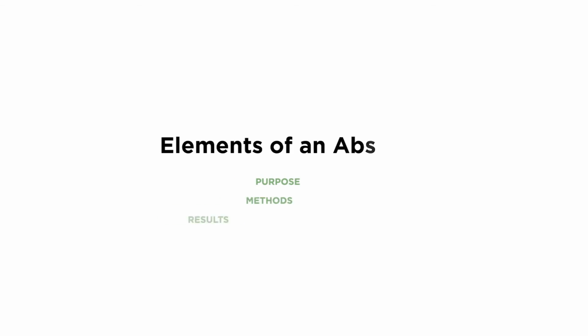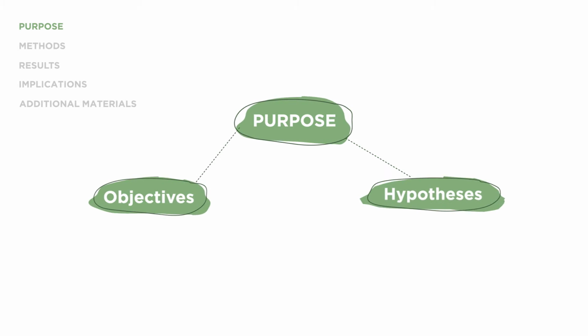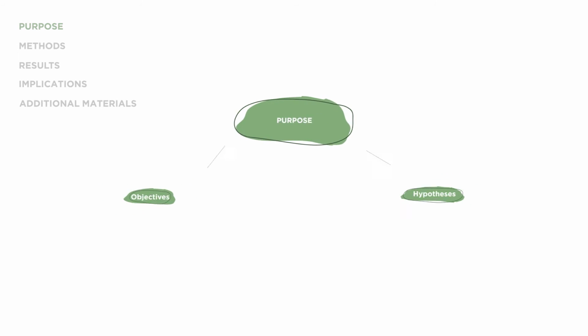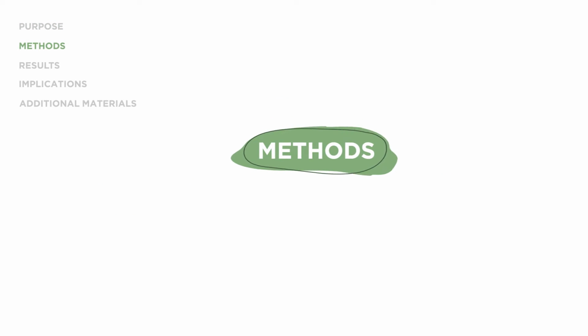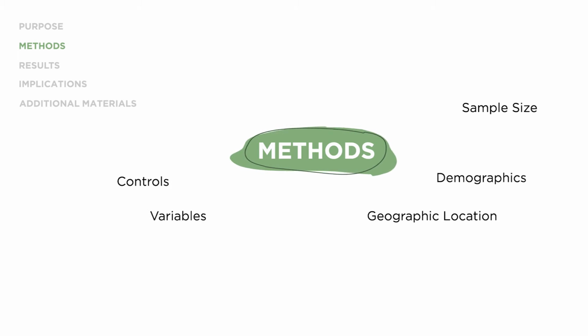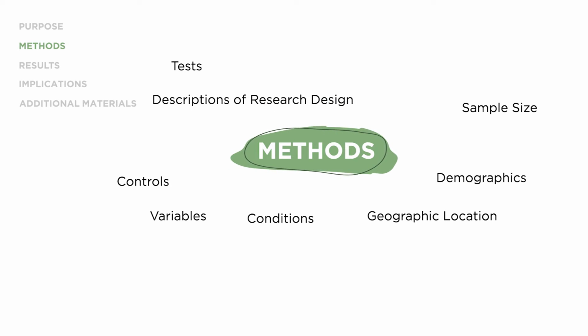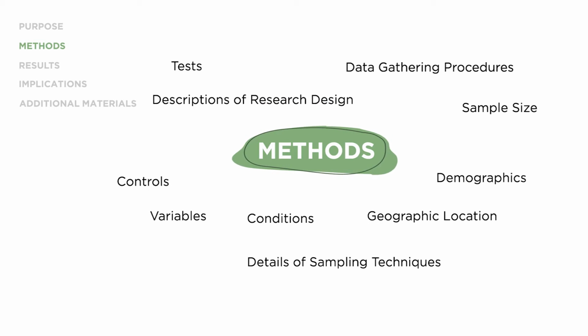A well-written abstract generally addresses 5 key elements. First, the purpose describes the objectives and hypotheses of the research. The methods section should describe important features of your research design, data, and analysis. This may include the sample size, geographic location, demographics, variables, controls, conditions, tests, descriptions of research design, details of sampling techniques, and data gathering procedures.